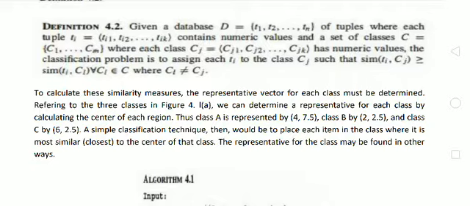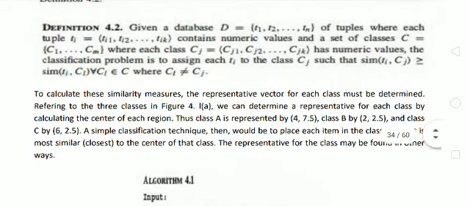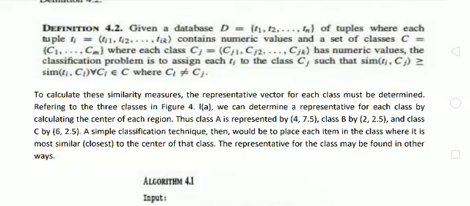Now we will try to assign every tuple T of i to a class C of j. That means we are trying to map every tuple T of i to the respective class, and we try to find the similarity between the tuple and the respective class. If similarity is found, then we can say the item is strongly related to or belongs to the class.